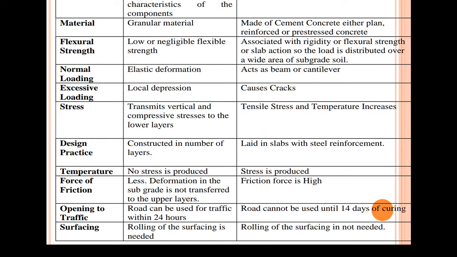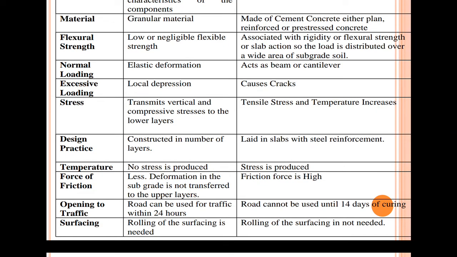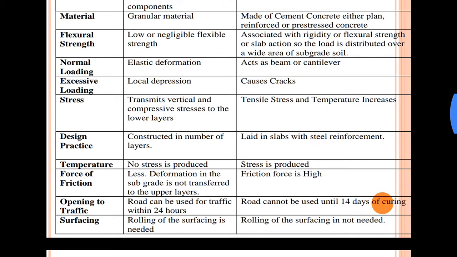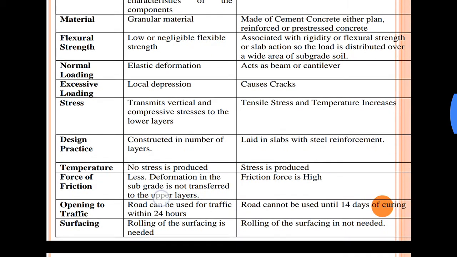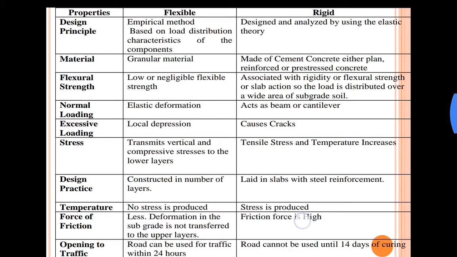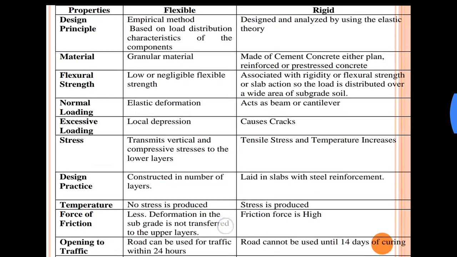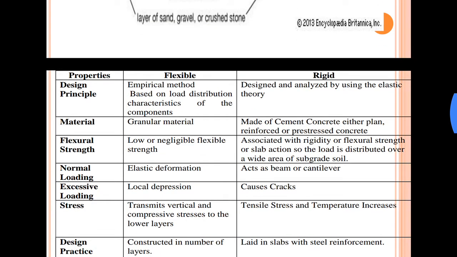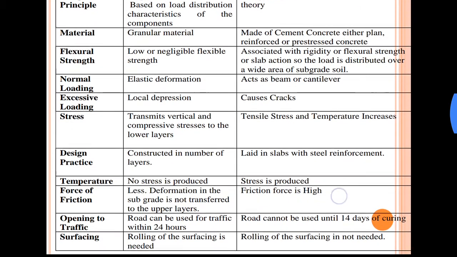Force of friction: the force of friction is less, and the deformation in the subgrade is not transferred to the upper layers. Here the friction force is high. The friction force is less in the case of flexible and the friction force is high in the case of rigid.